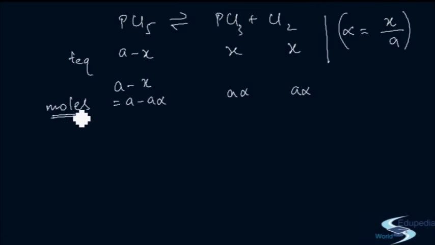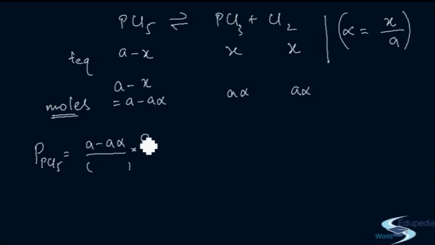We have to calculate partial pressures, and if you remember, how do we calculate partial pressures? The partial pressure of PCl5 is going to be equal to the moles of PCl5, which is A minus A alpha, divided by total moles into total pressure.